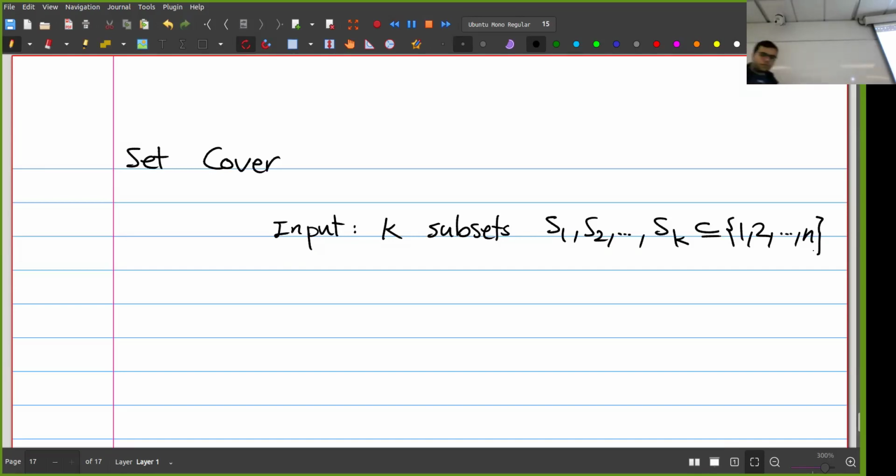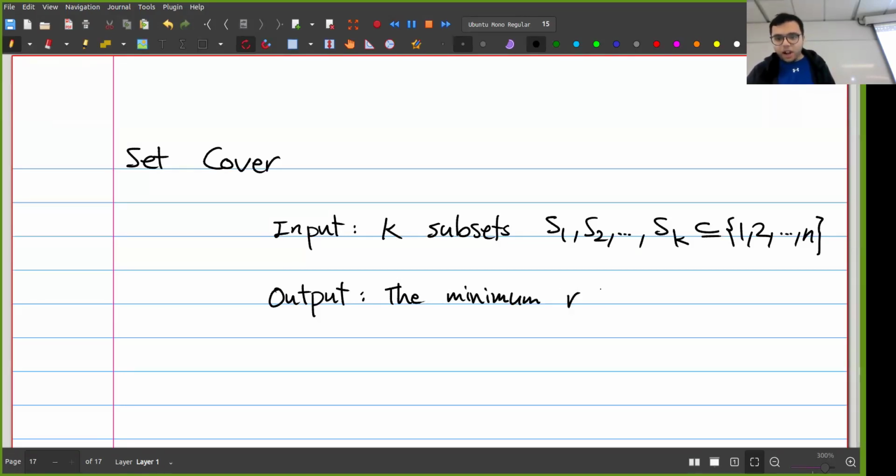Okay. So the output is going to be the minimum, I don't know what to call it. Let's say R, such that there are R subsets.